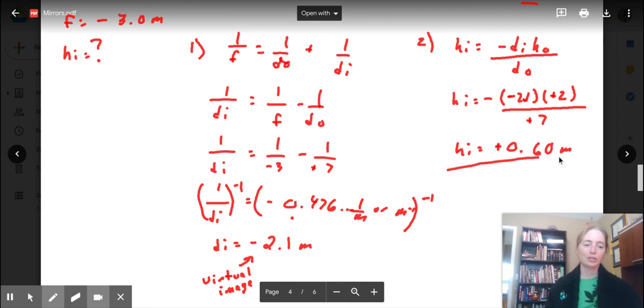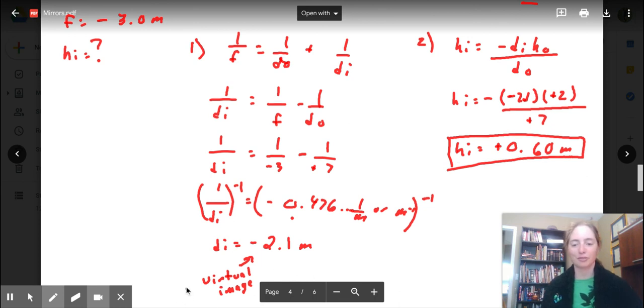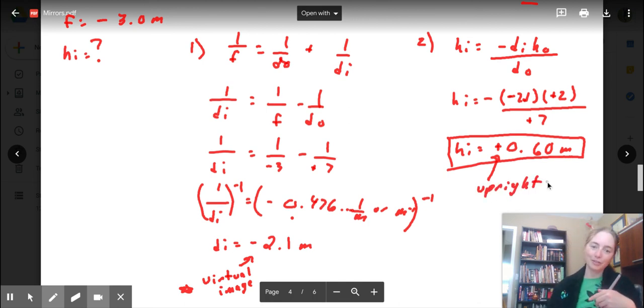Okay, so ladies and gentlemen, for B, it's asking what are the characteristics that are produced. So we've already determined it's a virtual image here. Well, now, when we look at that positive sign tells us it is what? Upright. Good. Okay, it's an upright image.